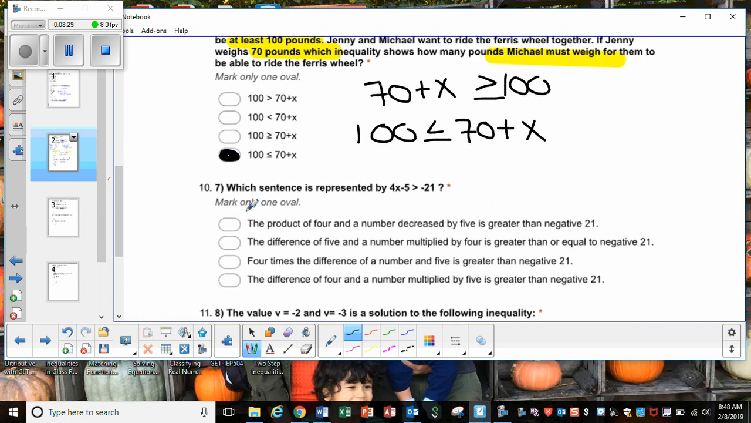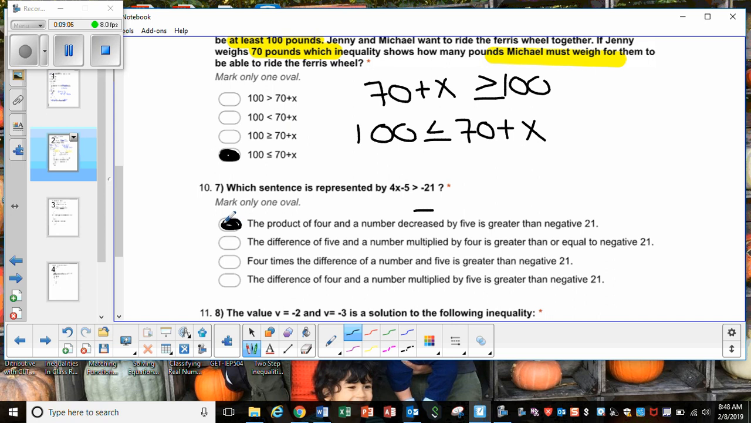Okay. The next question, number 7, says, which sentence is represented by 4x minus 5 is greater than negative 21? Again, this is a translating question, and if I look at the problem, I've got multiplication, I've got subtraction, and I've got a greater symbol. So I need to find a statement that has multiplication, subtraction, and a greater symbol. So if I look at the first option, the product of 4 and a number, that works so far, decreased minus 5 is greater than negative 21. So the first option works.